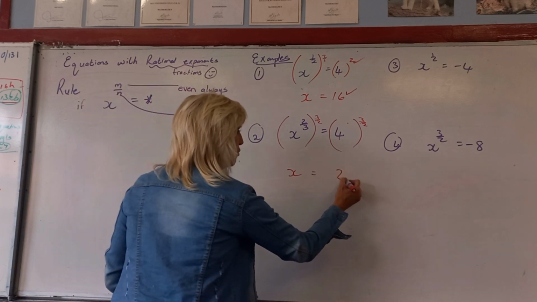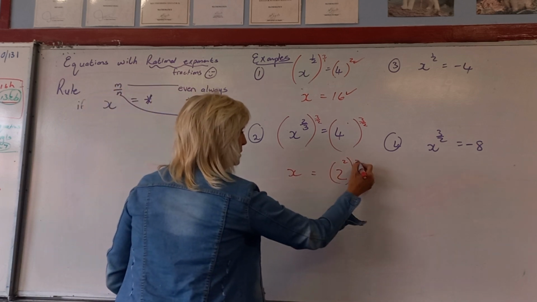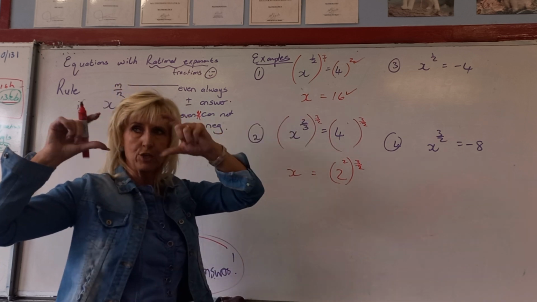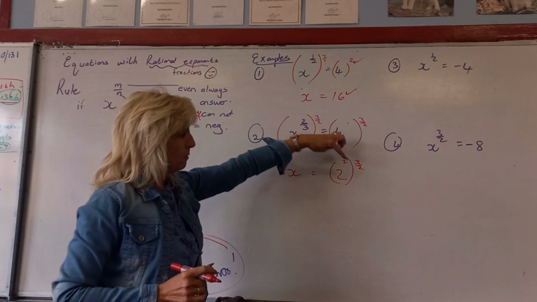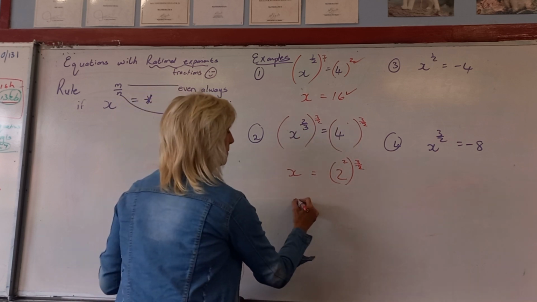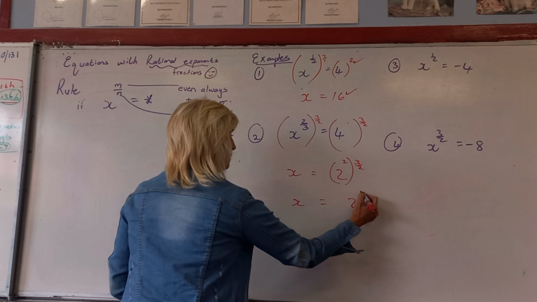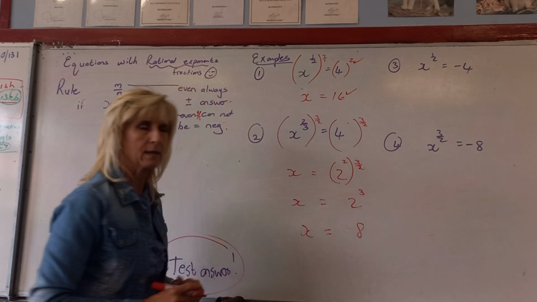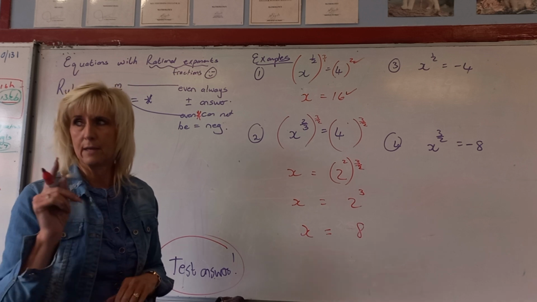Yes, please make the 4 a 2 squared. And what's going to happen then? When you times fractions, you times the top, you times the bottom. Well, the 2 over 1 is going to cancel out with the 2 at the bottom there. You're going to be left with 2 to the power 3, which is 8. Okay, you're losing a mark here. Now we've got to check.